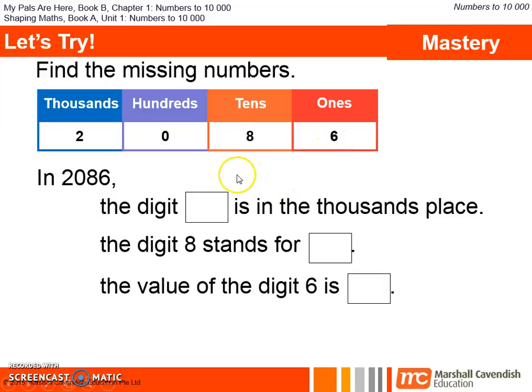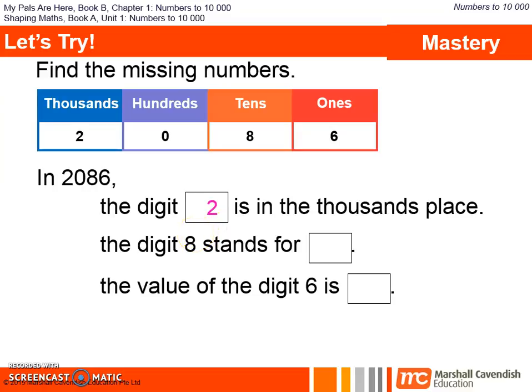Okay, in this question, they are asking you, identify the digit that is in the thousands place. What digit do you think is in the thousands place? Did you answer 2? Well done. Now for the next digit.